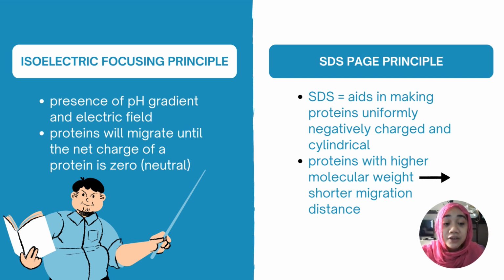Moreover, proteins have different shapes that can be a factor in the way they will migrate through the gel matrix that has pores. Thus, SDS also aids in making their shape uniform and cylindrical. In this dimension, the proteins with a higher molecular weight will be found at the top as they will have a shorter migration distance. Moreover, proteins with a higher molecular weight will travel slower and will not easily traverse the pores of the matrix, unlike those with low molecular weight.